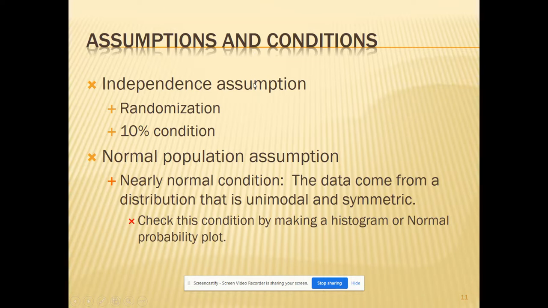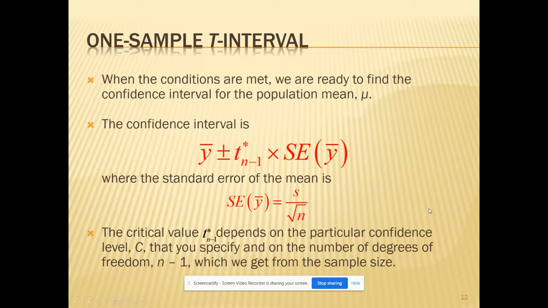So we need independence, and to check for that, we're going to check for randomization and the 10% condition, which I'll remind you means that our sample size is no more than 10% of the population. And then we need to check that we're dealing with a normal population. We can do that visually by making sure that our display is roughly unimodal and symmetric.